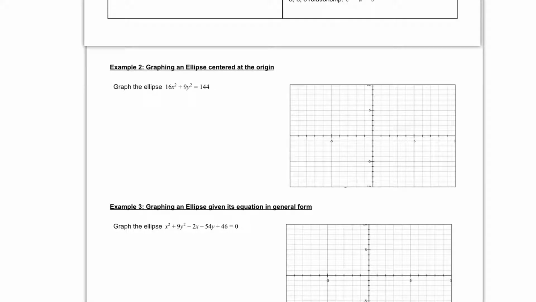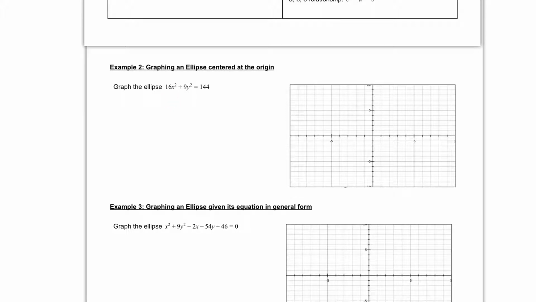In example 2, we are going to graph an ellipse that's centered at the origin, which is 0, 0. If you take a look at the ellipse, we have 16x squared plus 9y squared equal to 144. We need to get it in that standard form before we can graph it. And because we don't have an x term or a y term, there's no completing the square in this problem.